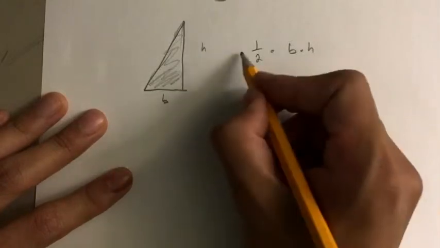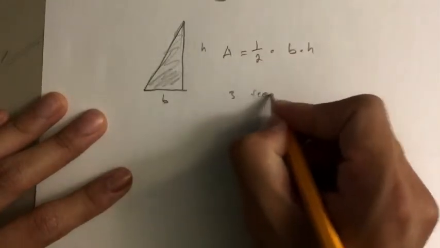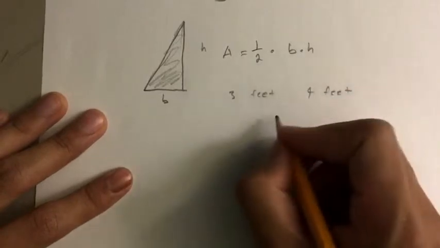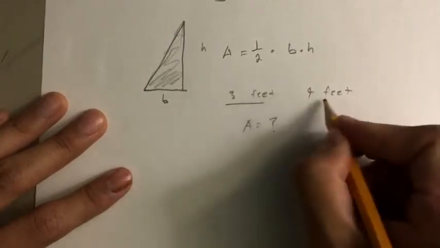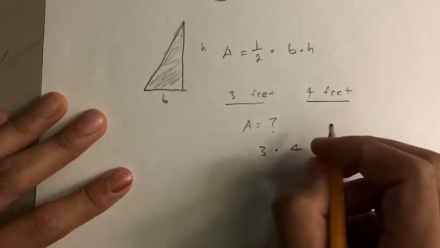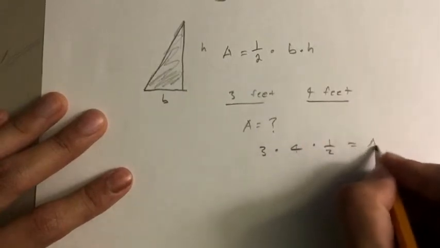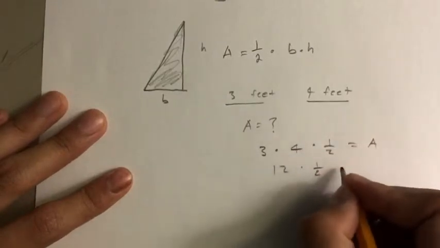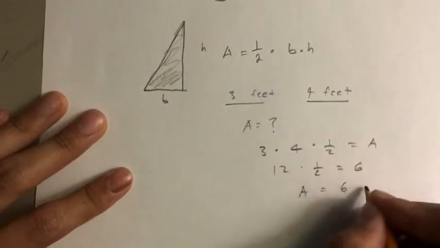So if I say, find me the area, the base is 3 feet and the height is 4 feet. How do you find the area? Well, this is the base and this is the height, so 3 times 4 times 1/2 equals the area. So 12 times 1/2 equals 6. So the area equals 6 units squared.